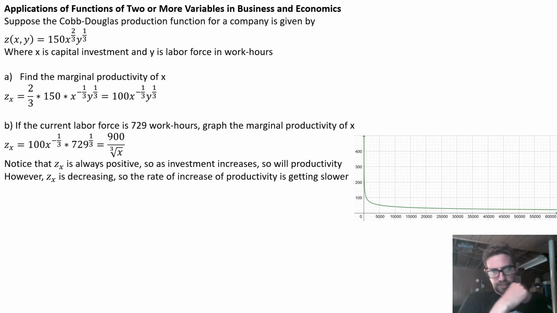So there's that as a statement of fact. All I really need you to be able to do is know what marginal productivity with respect to the two things means, and maybe graph them and for sure interpret them.